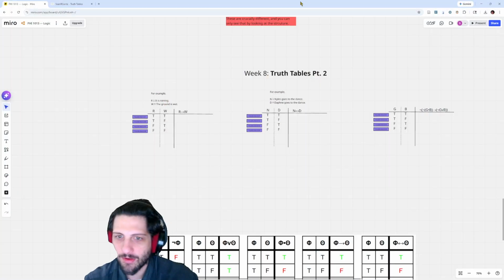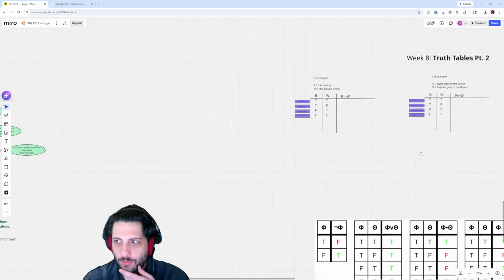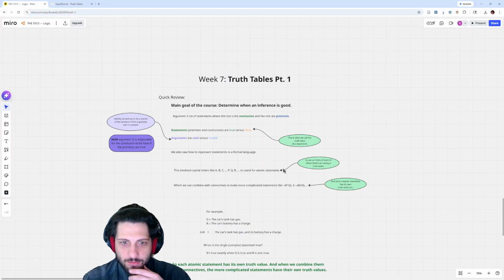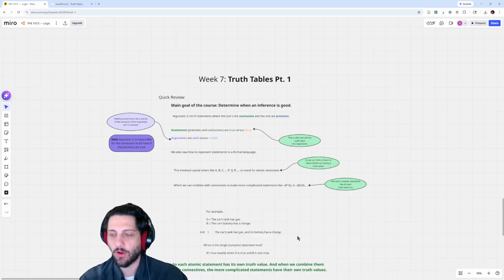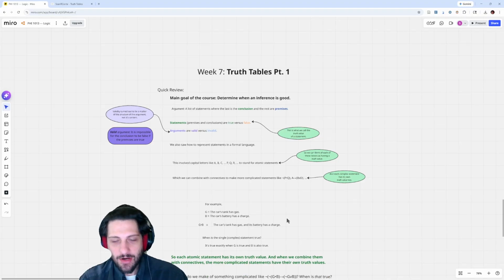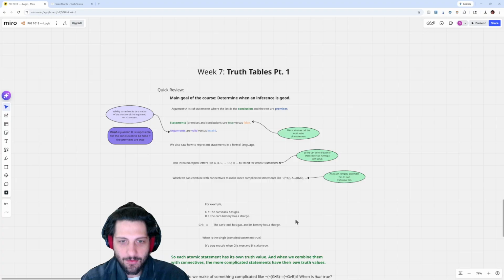We're going to go ahead and jump in, continuing on with truth tables. So remember last week we talked about truth tables, we introduced truth tables as a way for trying to understand when it is that our sentences are true and false. Remember that's going to be a really important part of this. What we're interested in general in this class is trying to understand when our inferences are good, right? I want to keep repeating this.